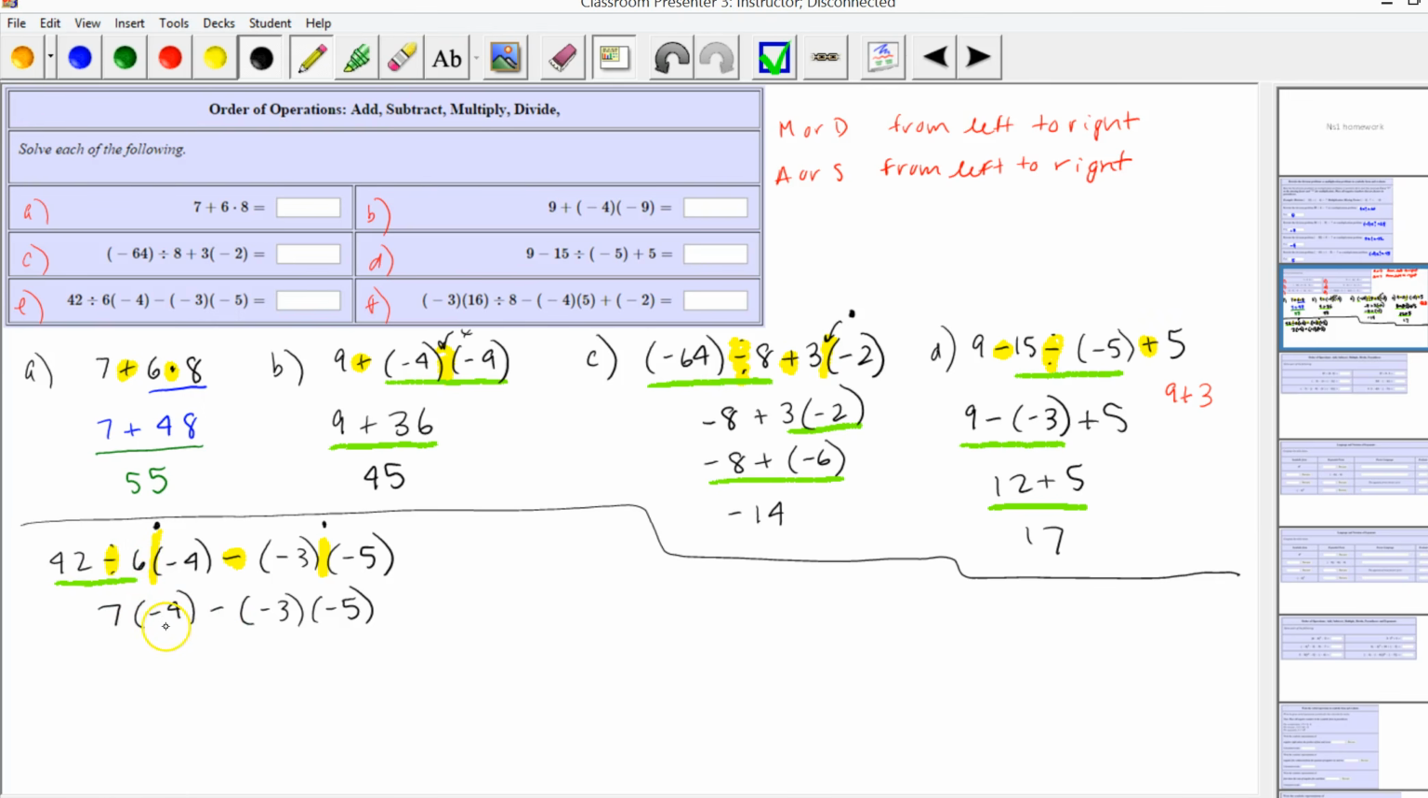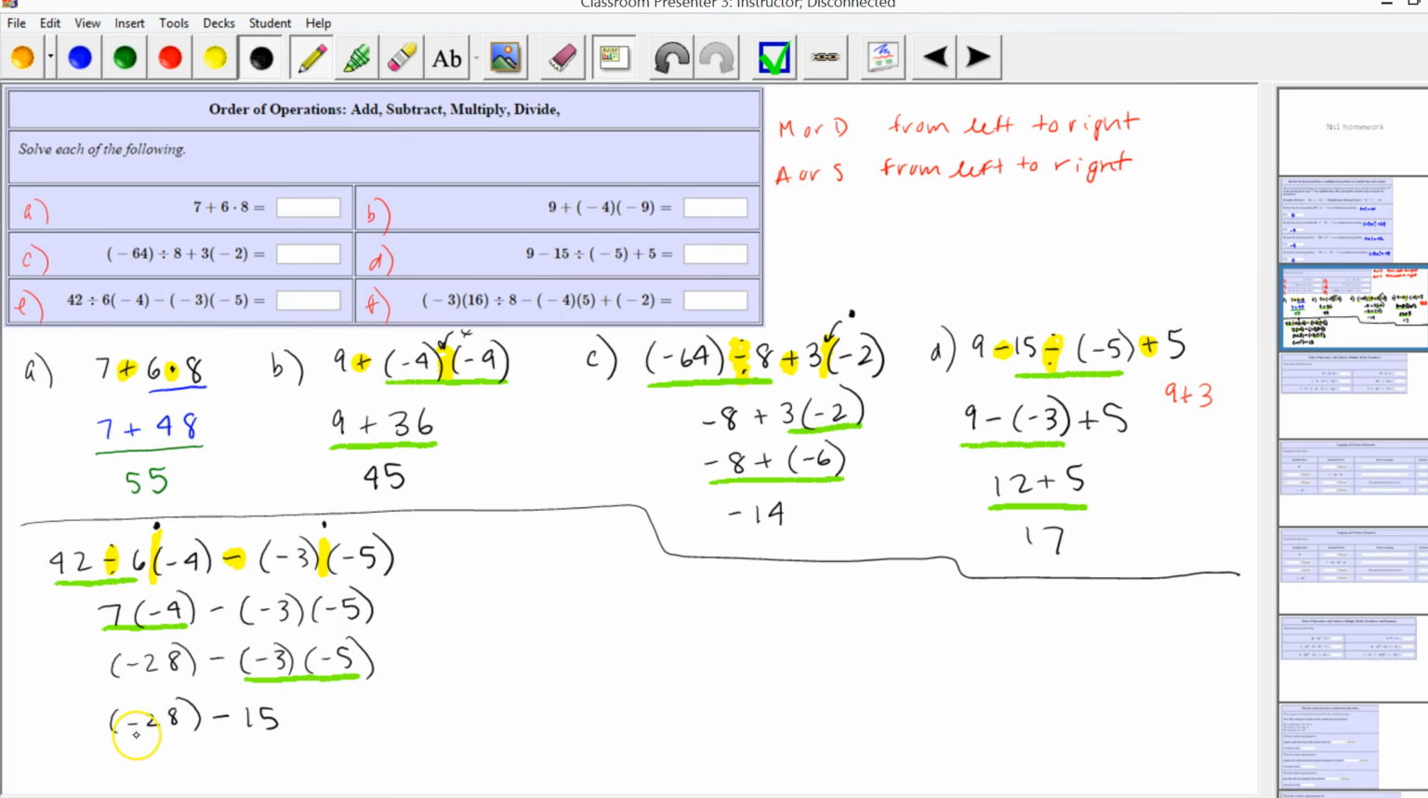Next, we'll do 7 times negative 4. And a negative times a positive is negative. Negative 28 minus negative 3 times negative 5. Now we have subtraction and multiplication. So multiplication comes next. So we have negative 28 minus, well, a negative times a negative is positive, and 3 times 5 is 15.